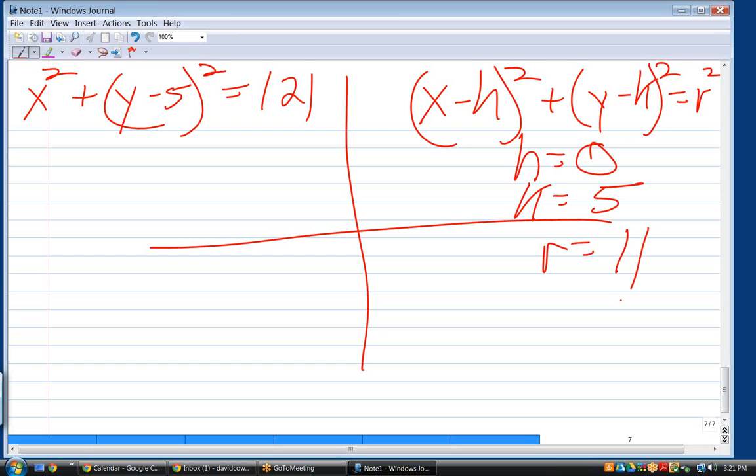11. Okay. So h is the x coordinate of the center. k is the y coordinate of the center. So let's make the center right there at (0, 5). What's the radius of the circle? 11. Okay, so from 5 down to minus 6, we're looking at a circle about like that. It doesn't matter if we draw it perfectly, as long as we label the center and we know what the radius is.